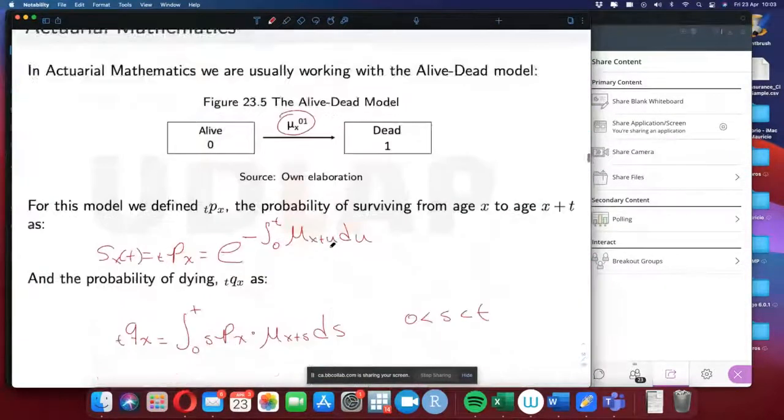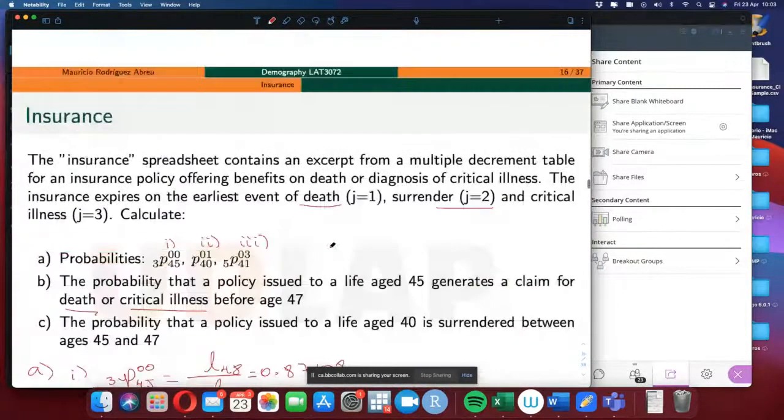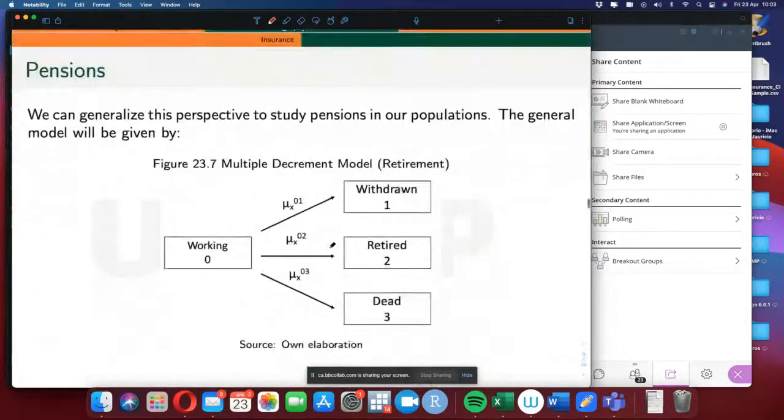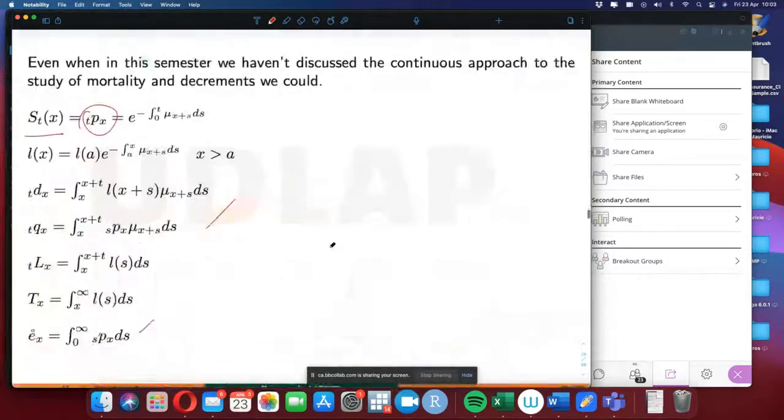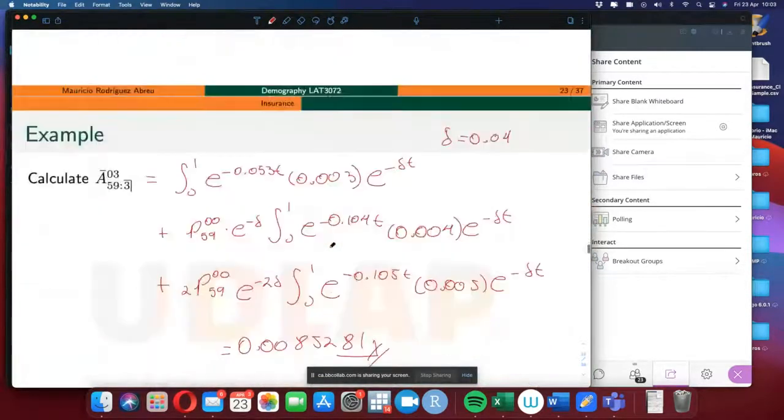These are the things that we have been doing. We work on these, we estimate these probabilities, and I believe this was the last example from last session.